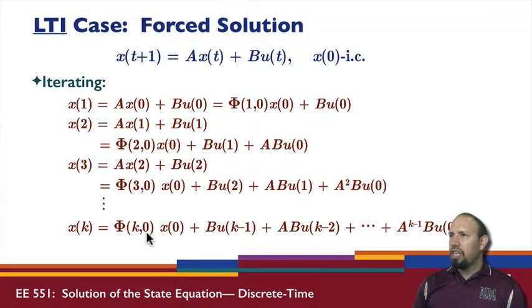So we actually have the state transition matrix appearing, and anytime we see an A in this expression, we actually have a state transition matrix that can be mentioned. So you actually have that. And we'll come back and see what that looks like in a little bit.